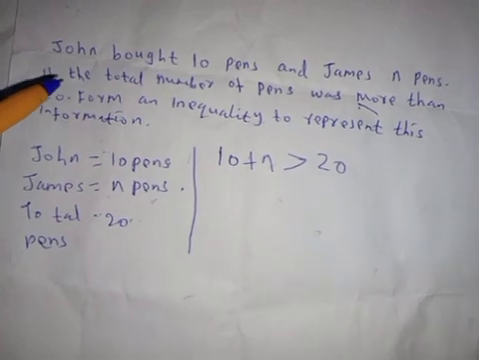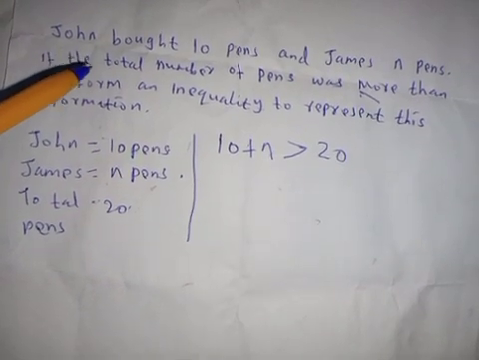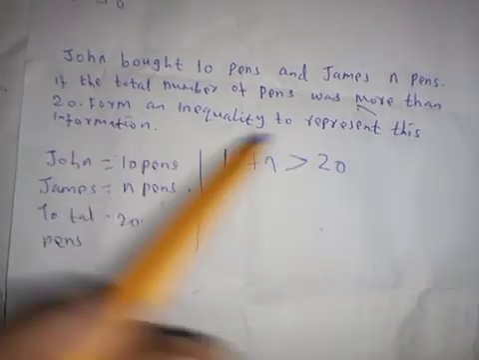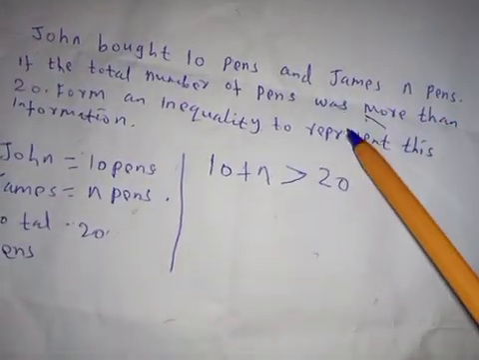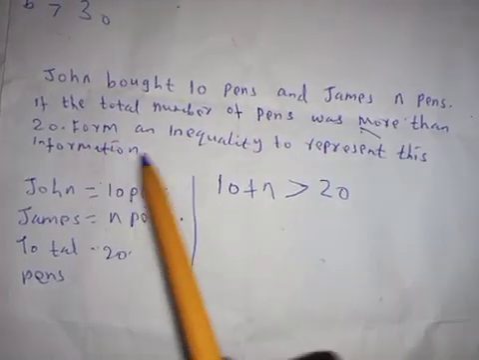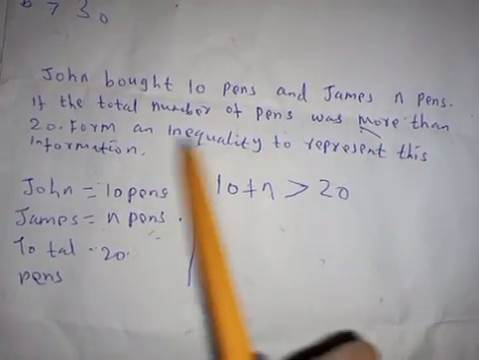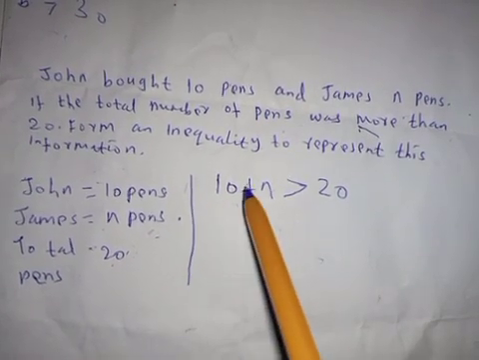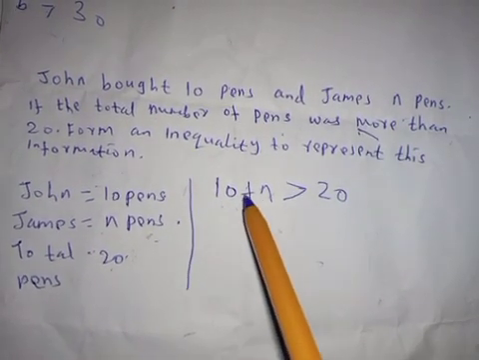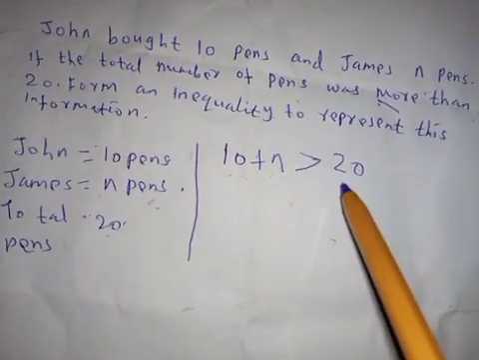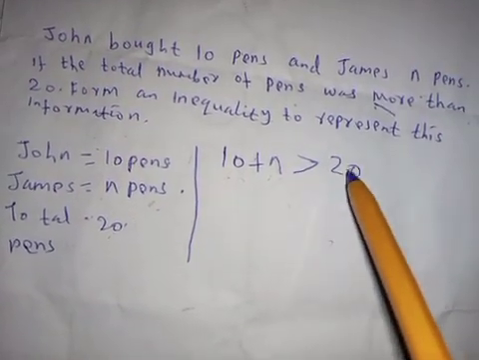So you read the question step by step. John bought 10 pence. This other person by the name James bought n pence. So James bought n pence. The total number of pence was more than 20. So the number of pence which were bought by John plus the number of pence which were bought by James should be more than 20. And we use this one.